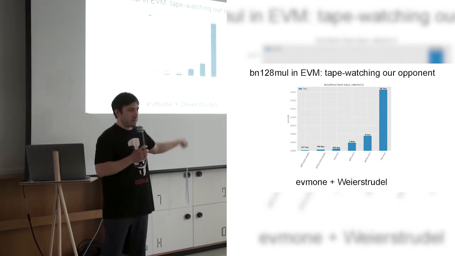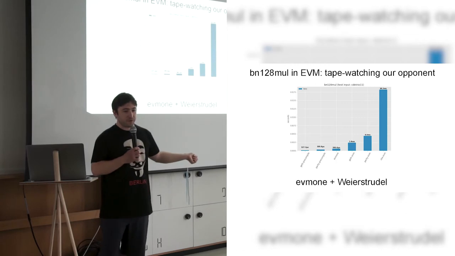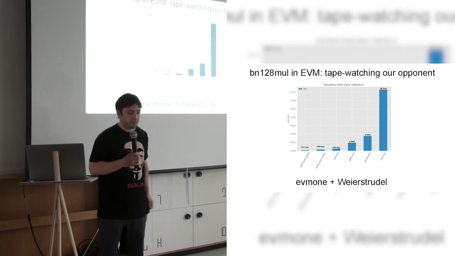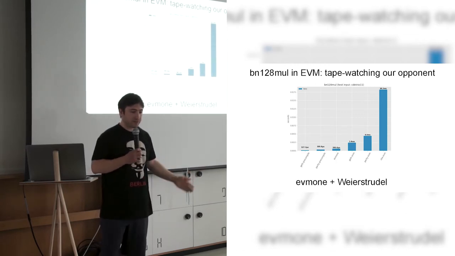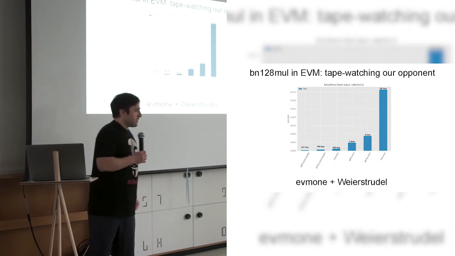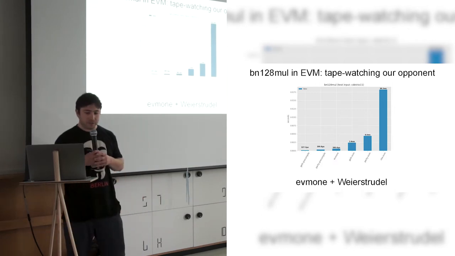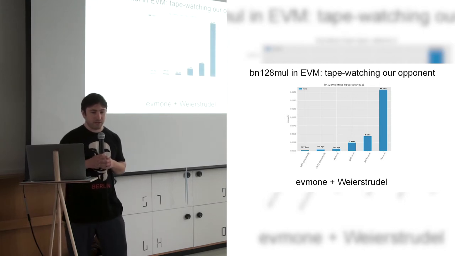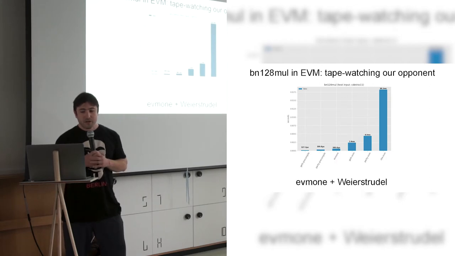So we beat EVM for the simple mul256 test case, which is contrived and pathological, but BN128 multiplication is a real-world use case. It's the same exact function as the precompile that was added in Byzantium.